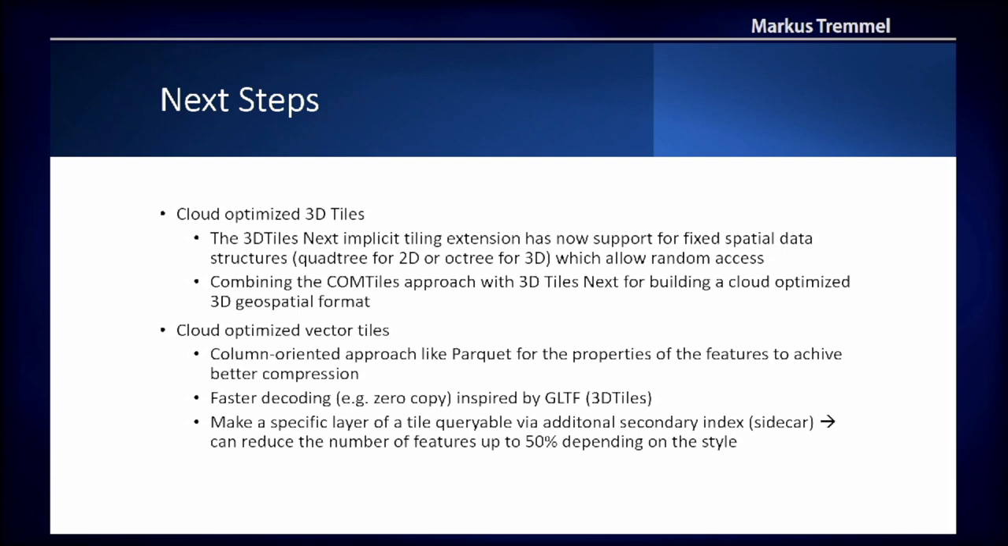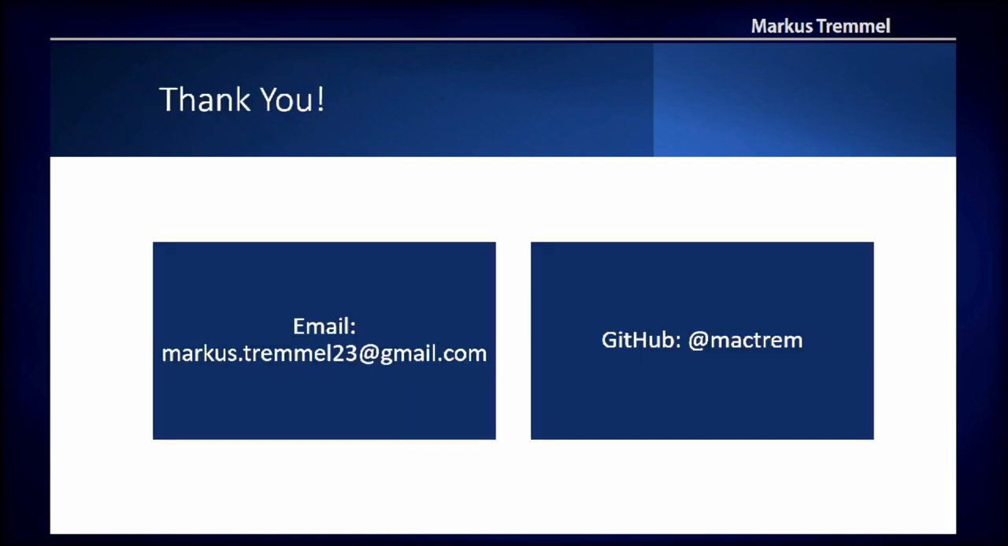And the last step which we are working on is making the tiles queryable. So we add an additional secondary index. This can reduce the number of features, depending on the style, by up to 50%. Because if you have a light or a dark theme, you mostly don't need, for example, POIs or addresses. So you can just cut them out because they are indexed and compressed. And then you can use multi-range requests on the CDN to batch them together again. I think this can also have a big influence on the size of the tiles. So yeah, thank you. And if you have any questions, just go on.